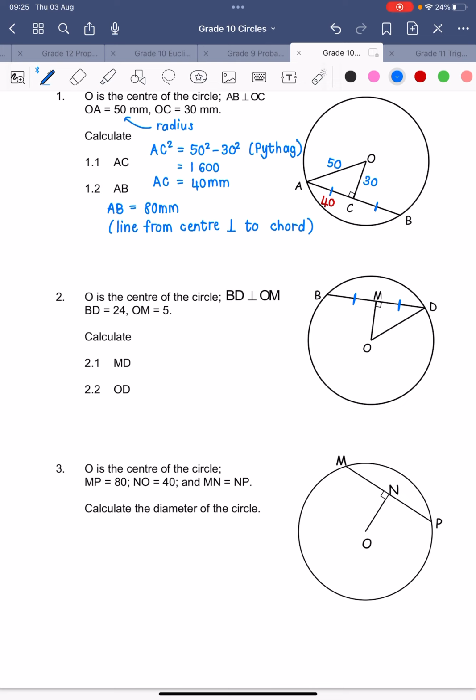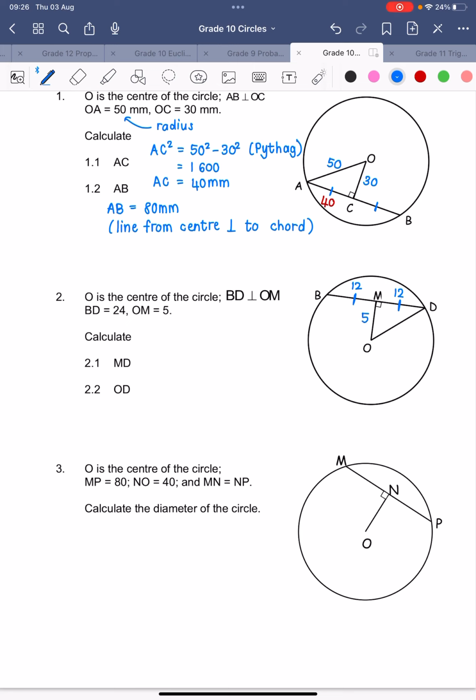So look now at what they're telling us. BD is equal to 24. The whole chord is 24. So what does that mean? The two halves are going to be 12 and 12. Now, when we use that 12 in our calculations, we have to put as the reason: line from center perpendicular to chord. Okay, we can't just use the 12. We have to say why that part is equal to 12. And OM is 5.